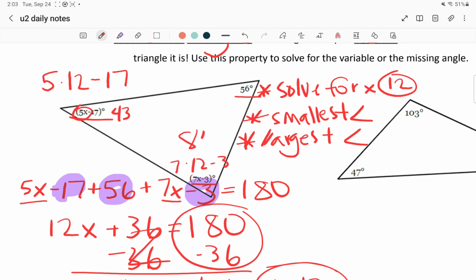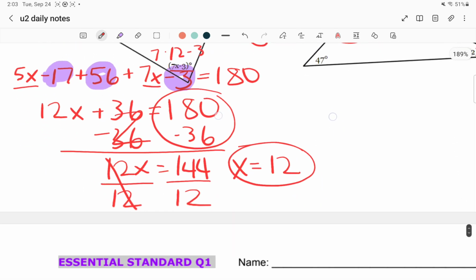which would be 81. So if it was asking you for the smallest angle, you would put 43 in the box. If it's asking you for the largest angle, you would put 81 in the box. And if it's asking you just to solve for x, we already did that. It's 12. Okay, so those are the three things that Delta Math can ask you on that second section of your homework. Let's flip the page.